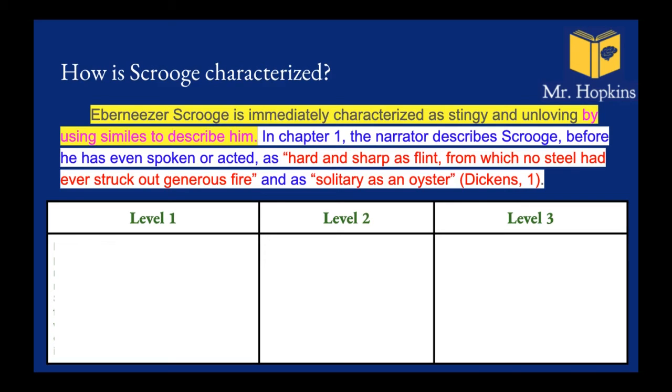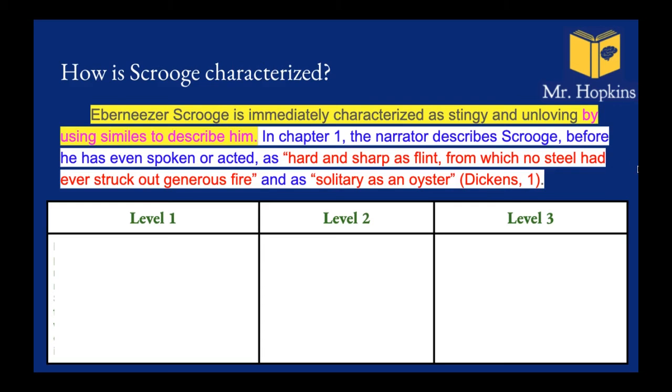Well, level 1 then, I have to look at the words. I have to inspect the words closely and talk about what they make me think or feel. Well, hard and sharp are really negative terms. They're not something that's warm and cuddly, suggesting that he's not a nice person maybe. Steel itself is very cold. He never struck out generous fire.